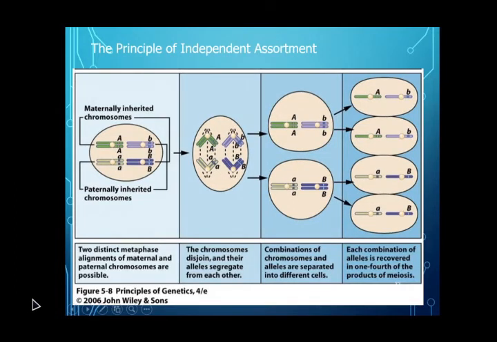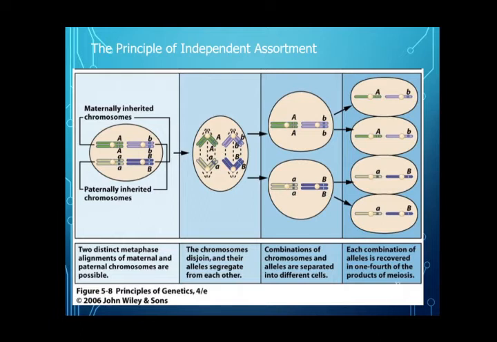So in independent assortment, two distinct metaphase alignments of maternal and paternal chromosomes are possible. You have big A, small b, and small a, big B. During metaphase, they will all line up. During anaphase, they disjoin and the alleles segregate from each other. During telophase, you now have a combination of chromosomes that is separated into different cells.